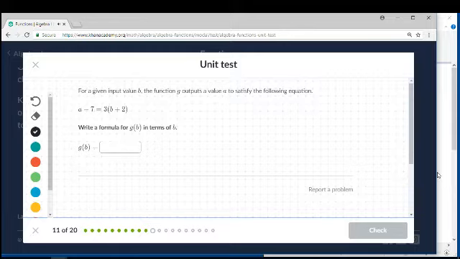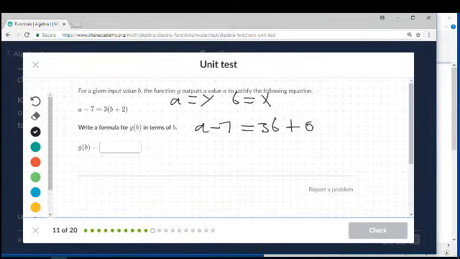For a given input value, the function g outputs a value a to satisfy the following equation. A minus 7 equals 3b plus 2. So think of a as y and b as x, if that helps you think about it. So that just means that a minus 7 equals 3b plus 6, and then that means a is equal to 3b plus 13 because I added 7 to each side.